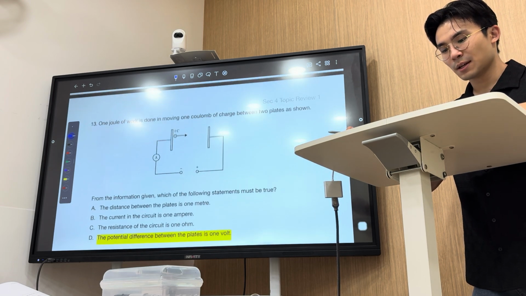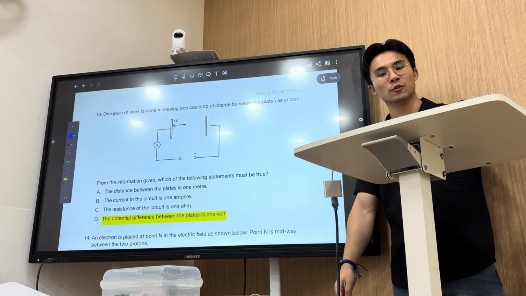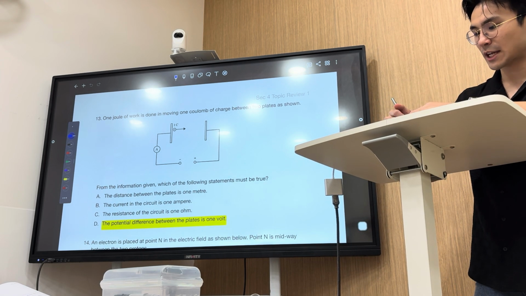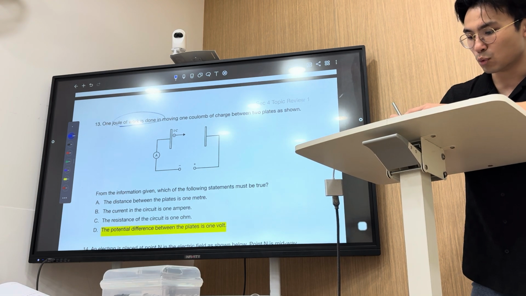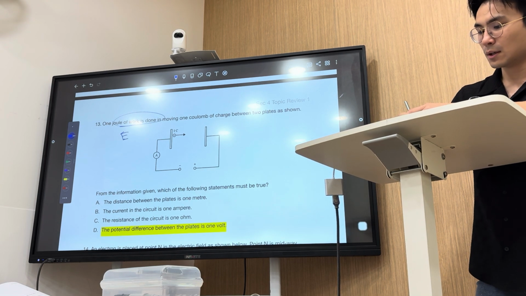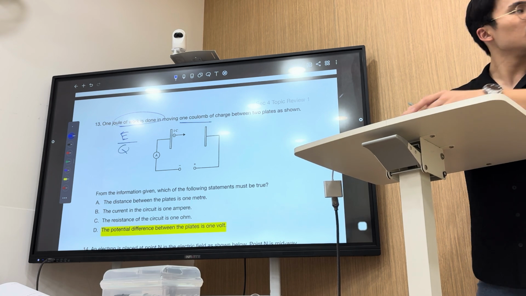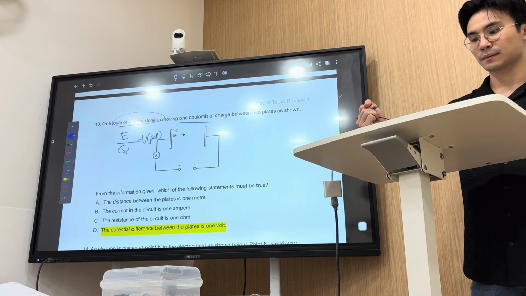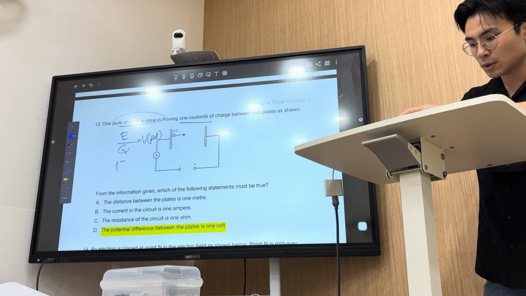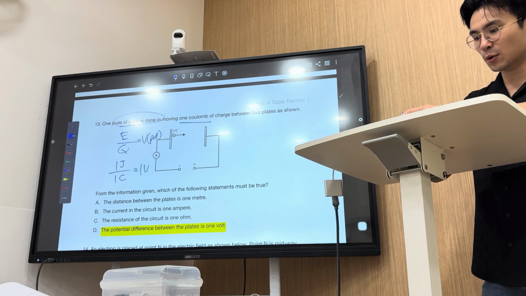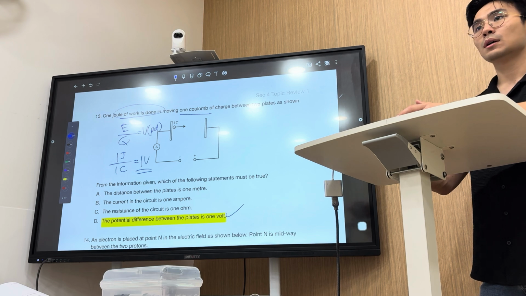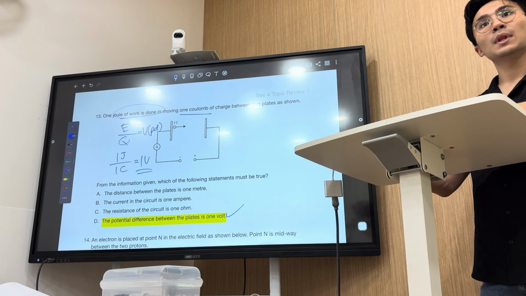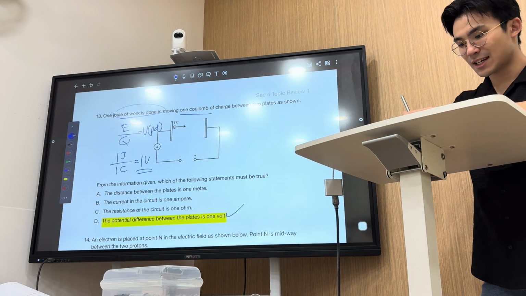Let's carry on. Question 13. 1 joule of work is done to move 1 coulomb of charge between 2 plates. From this information, which one must be true? Your potential difference. Remember, joule of work. This energy per coulomb of charge is voltage, which is potential difference. So if I have 1 joule over 1 coulomb, then it will be 1 volt. Not much else to mention apart from this. How do I know it's 1 joule? Because they tell me it's 1 joule, right?